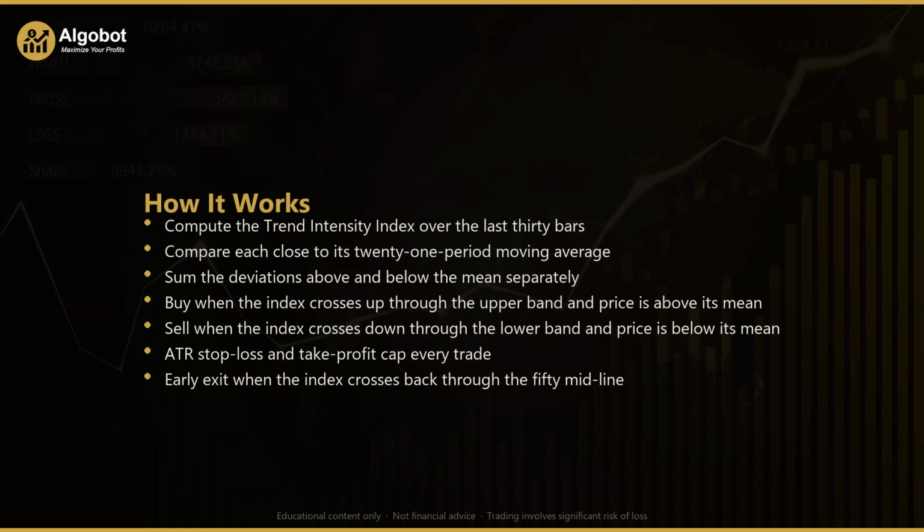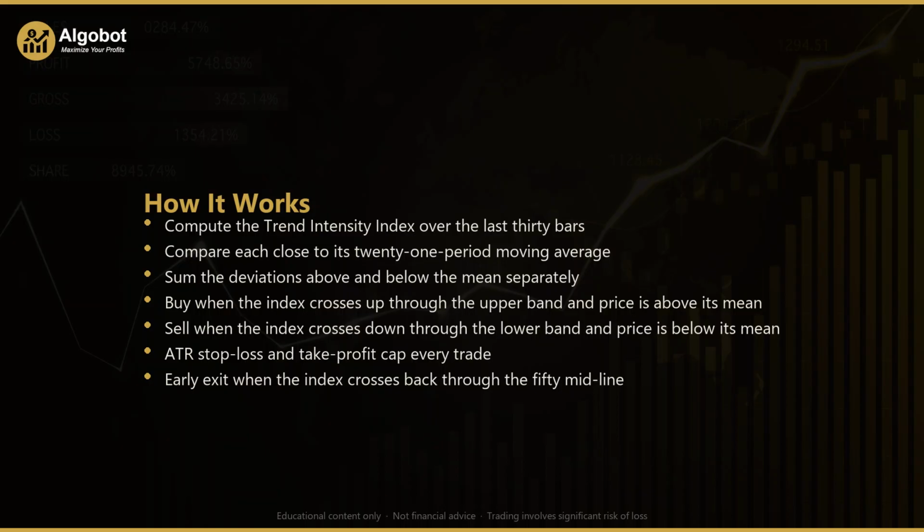For a long setup, the strategy detects two things happening together. First, the index must make a fresh cross up through the upper band, meaning on the previous bar it was at or below 65, and now it's above it. Second, the closing price must be above its moving average, confirming that price itself agrees with the reading. When both are true, the expert advisor signals a buy. The short setup is the mirror image. The index makes a fresh cross down through the lower band of 35, and the close is below its moving average. When both line up, the strategy signals a sell.